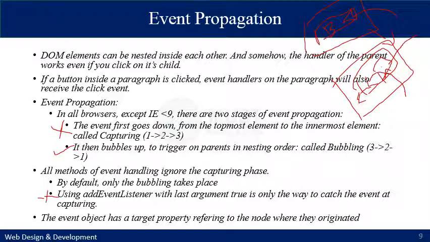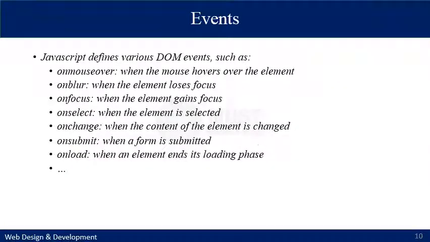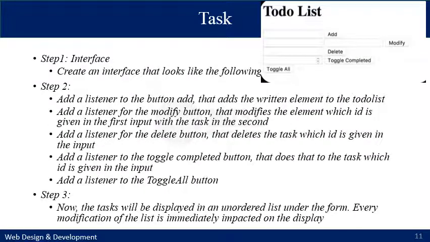The event object has a target property referring to the node where the event originated. There are a number of events that you can use, for example onmouseover, onblur, onfocus, onselect, onchange, onsubmit, etc. They fire on specific changes of elements in the HTML document. The list goes on and there are so many methods to choose from.